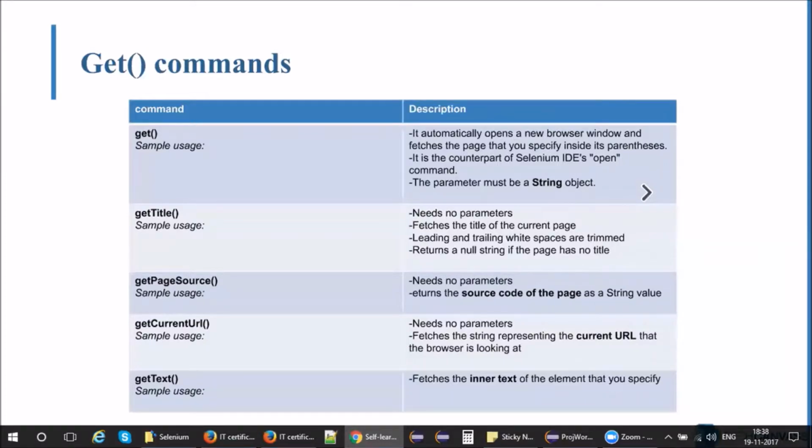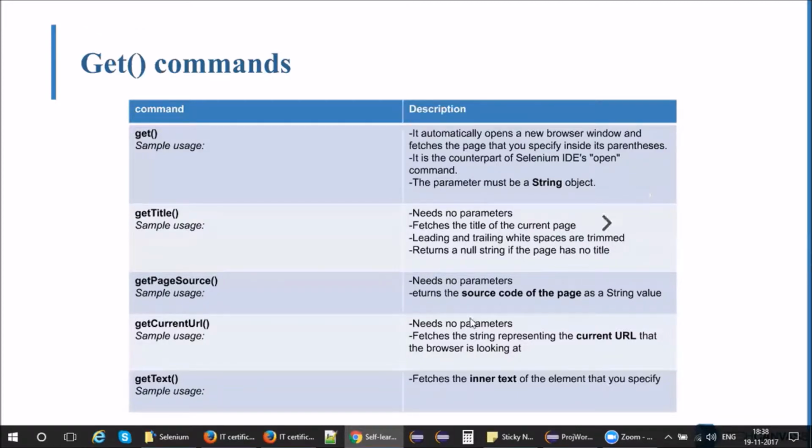So we have get. As I said earlier, get also opens up a browser and it fetches the page that you specify inside the parentheses. Okay. Get title, as we saw right now, fetches the title of the current page and returns the string to the desired variable. Get page source returns the source code of the HTML page.